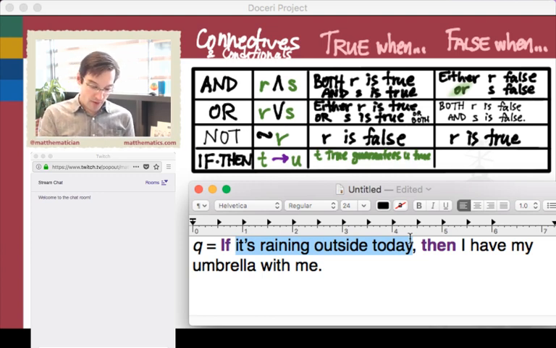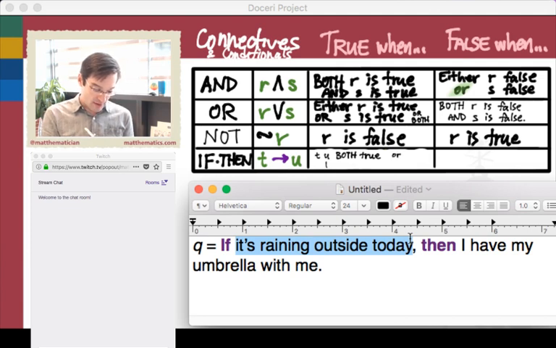So that means that what I'm going to write in this little box here is a lot of stuff. To prove a conditional statement is true, there are three possibilities. T and U are both true. Right? It's raining and I have my umbrella. Great. That's a piece of evidence for this hypothesis.